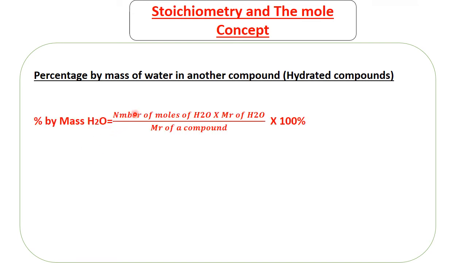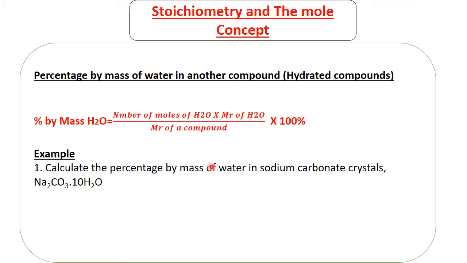Percentage by mass of water is just the number of moles. I've just seen that my spelling for number here is wrong, and I've made the same mistake in the previous formulas, so it's just supposed to be u here, number. So number of moles of water times relative molecular mass of water divided by relative molecular mass of the compound times 100. So the thinking is the same, as you're going to see in an example.